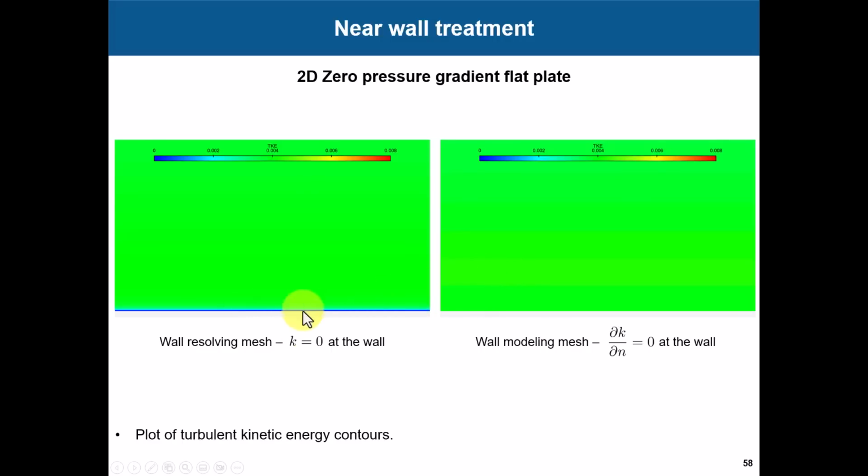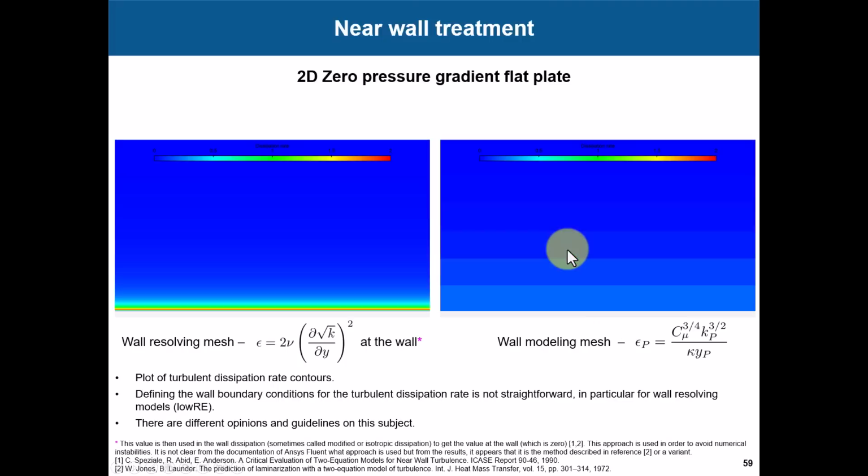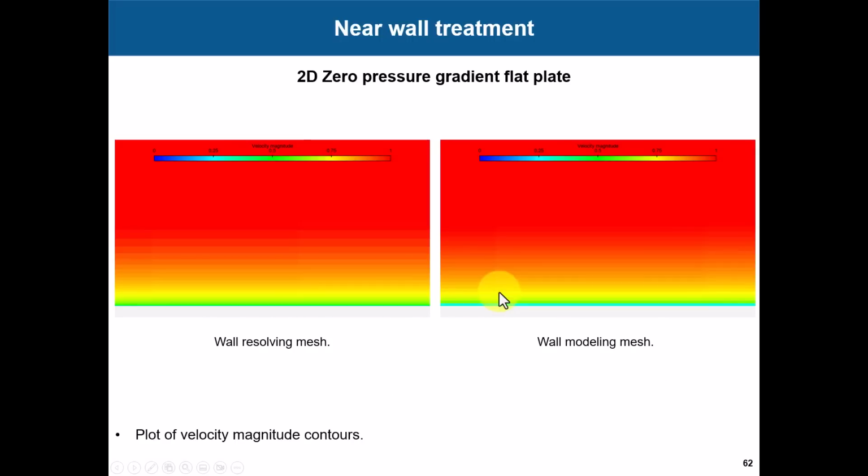Wall resolving when it comes to k, by definition it's 0, and you see that you have it here 0. Here at the wall it is a zero gradient, and we'll take the value in the free stream. Then epsilon, so in this case it will be the k-epsilon model. This is a particular behavior, and later when we talk about the k-epsilon model, we're going to talk about these functions and so on. But look at the different wall modeling, wall resolving, and so on.